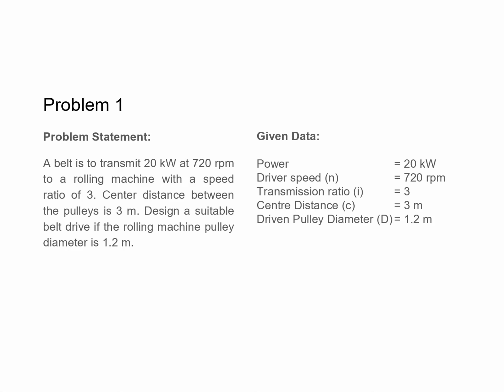First, list out given data. Power is given as 20 kilowatt. Driver speed small n equal to 720 rpm. Transmission ratio I equal to 3. Center distance C equal to 3 meter. Driven pulley diameter capital D equal to 1.2 meter.